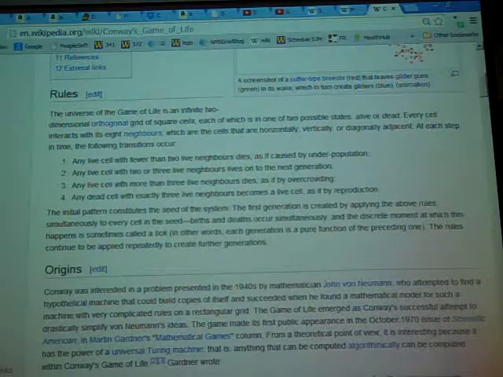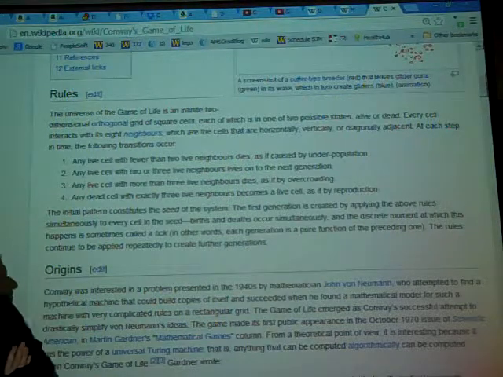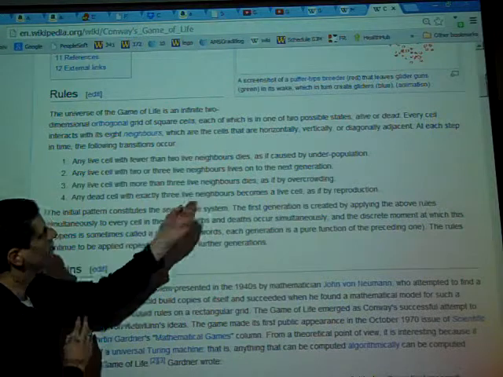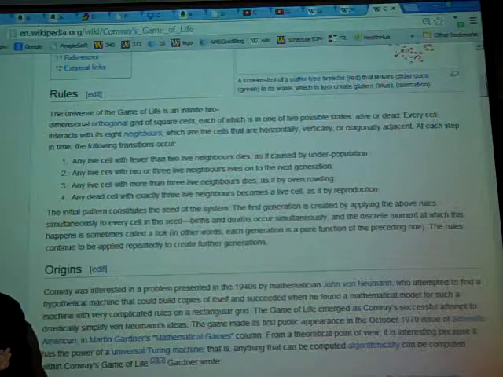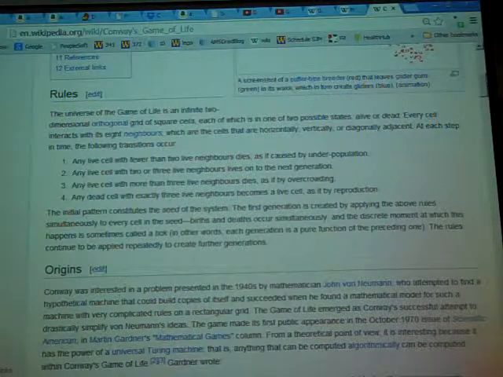Okay? The next one is any live cell with 2 or 3 live neighbors lives on to the next generation. So are these two consistent? If you have fewer than 2 live neighbors, you die. If you have 2 or 3 live neighbors, you move on to the next generation. What are you wondering about? Yeah, what if you have 4 live neighbors? What happens? You die.